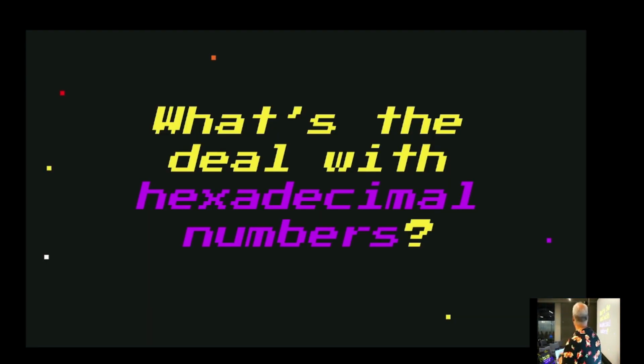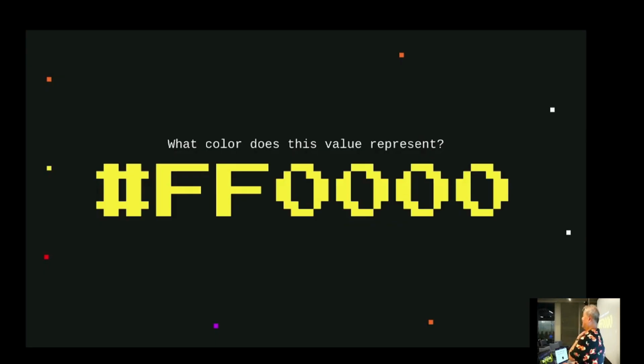Before we dive any deeper, I just want to make sure we're all clear on our hexadecimal numbers. And this is easy. What color is this? White. Red. No, well, yeah, not the color of the letters, but the color the value represents. So somebody said red, and that is correct.